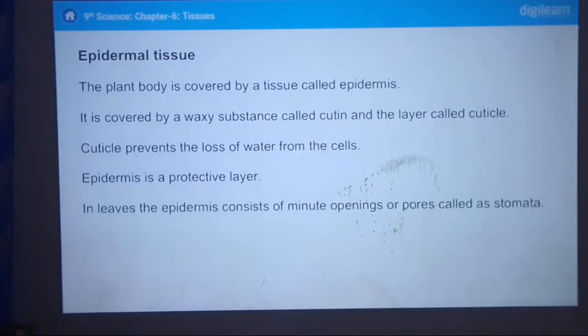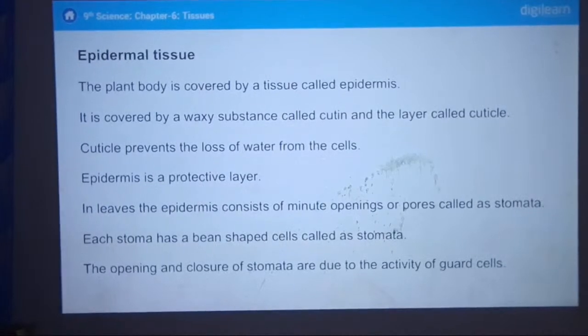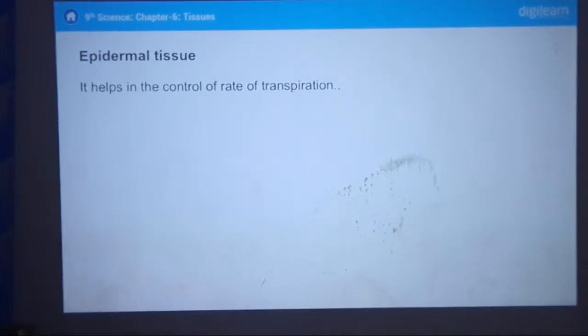In leaves, the epidermis consists of minute openings or pores called stomata. Each stoma has a bean-shaped cell called a guard cell. The opening and closure of stomata are due to the activity of guard cells. This helps in the control of rate of transpiration.